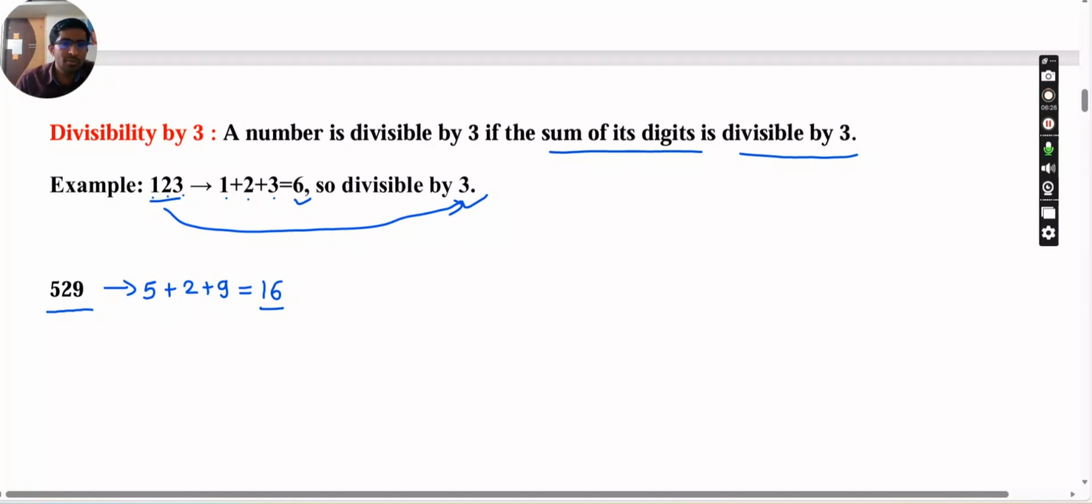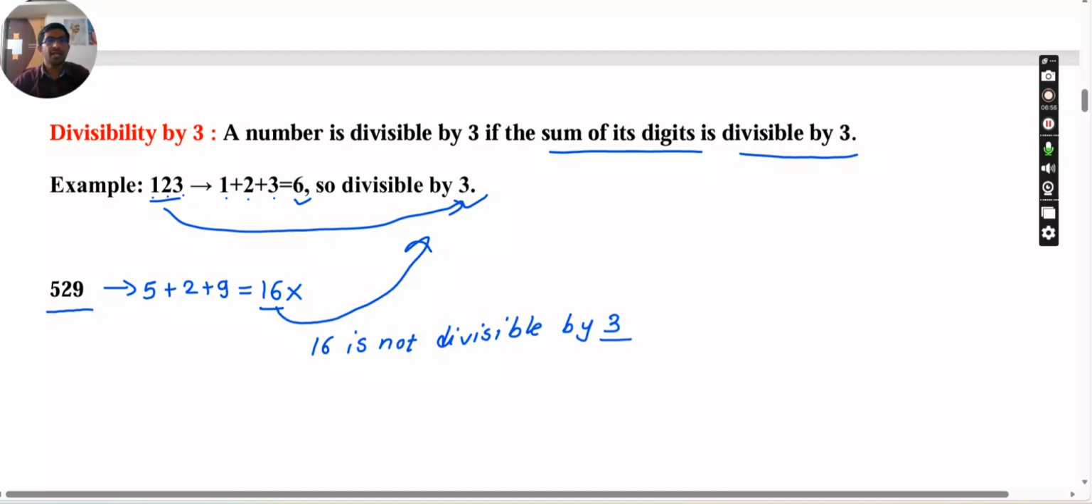So just count the table of 3, because we are going to learn from the basics. So we will do the counting of tables also. 3 ones are 3, 3 twos are 6, 3 threes are 9, 3 fours are 12, 3 fives are 15, 3 sixes are 18. So 16 is not present in the table of 3. So that's why 16 is not divisible by 3. So we can write here, 16 is not divisible by 3.